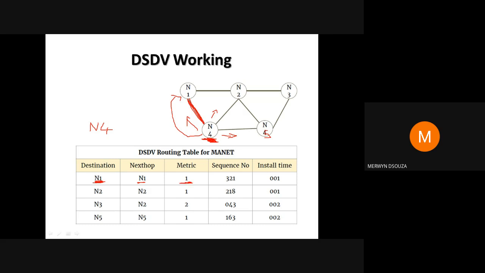Okay, then like I told you, DSDV incorporates a sequence numbering scheme. So the sequence numbers are just some random numbers that are generated. It's not like there's some algorithm to this. They generate some number. In this case, the sequence number has been put as 321. Actually, there will be an algorithm, but right now your textbook has not mentioned how they get to these sequence numbers.